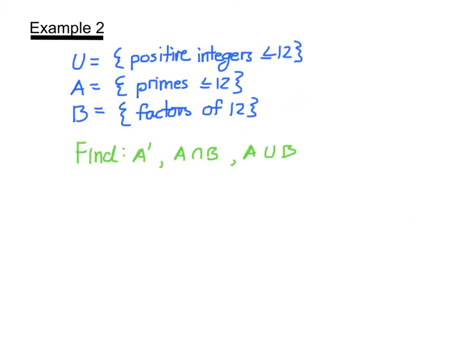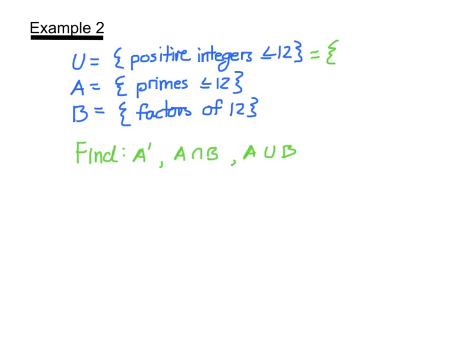Alright, let's take a look at one more example problem. Here we're not given the actual Venn diagram, but we are given the number set. So we're given our universal set, which is all positive integers less than or equal to 12. Set A is all the prime numbers less than or equal to 12. And set B is all the factors of 12. And we're asked to find three things. We're asked to find the complement of set A, the intersection of sets A and B, and the union of sets A and B.